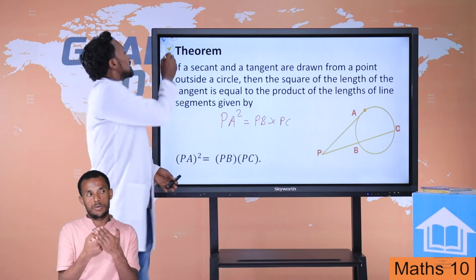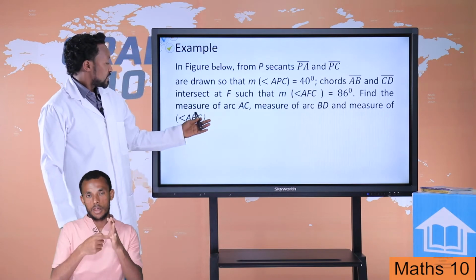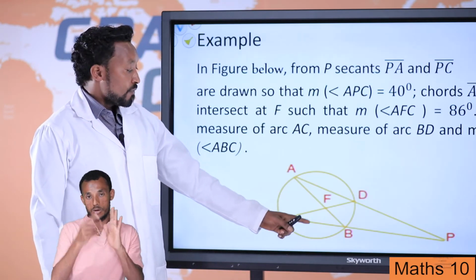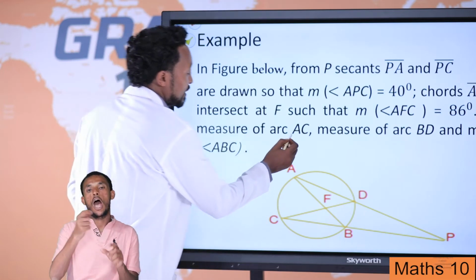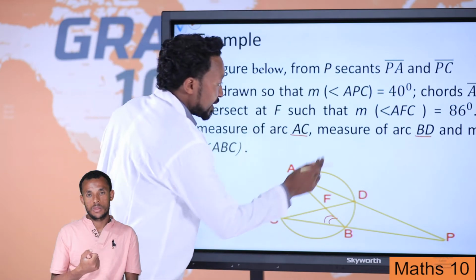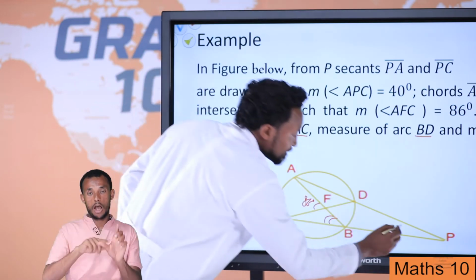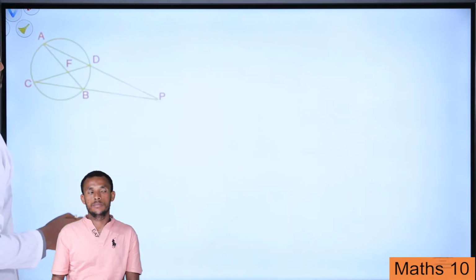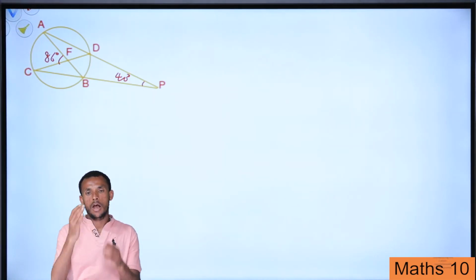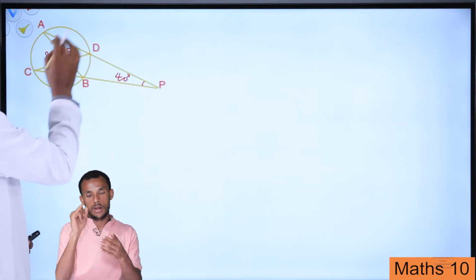Let me do an example related to these three theorems. In the figure below, secants PA and PC are given. Angle AFC is 86 degrees and angle APC is 40 degrees, as shown in the figure. Therefore, how do we find arcs AC and BD? This angle AFC is 86 degrees, and angle P is 40 degrees. Using the theorems for lines intersecting outside and inside a circle, how do we find arcs AC and BD first?